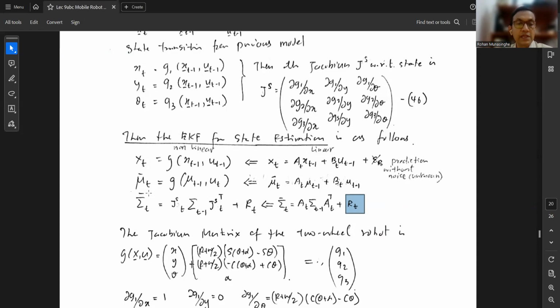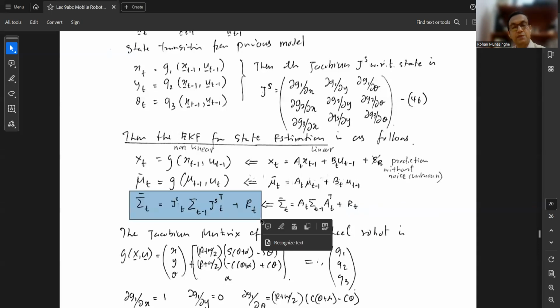Now, in the extended version, it'll look like this. Now you have to find out what this RT is, based on your system. And also this big sigma in the middle, t minus 1, is also something you need to calculate. And Js is actually the Jacobian over here. Once you have the vehicle model, you can calculate the Jacobian matrix, Js, from that.